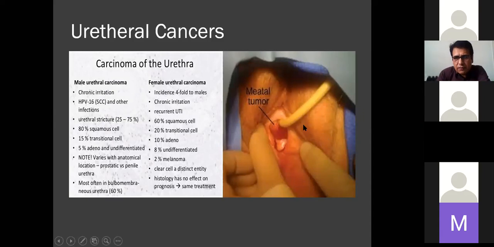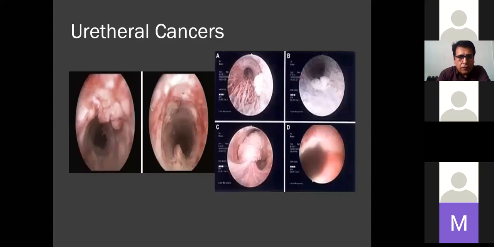Here you can see a female patient. There is a meatal tumor. Just beside the meatus, there is a tumor developing. From the inside, in endoscopic pictures, you can see this is a tumor arising from the urethra. Over here, you can also see a tumor arising from the urethral wall.